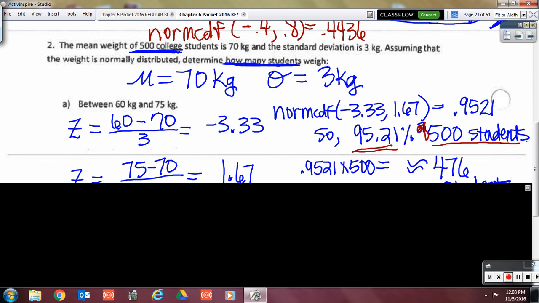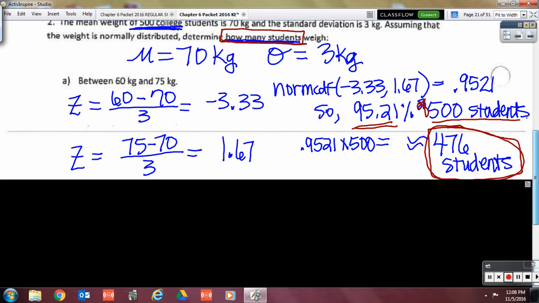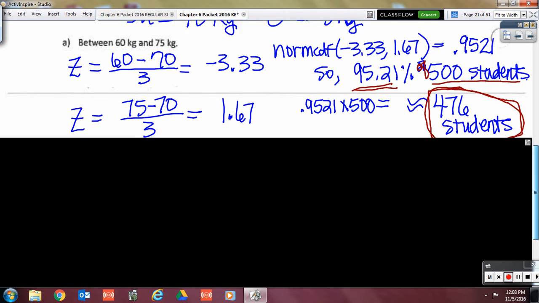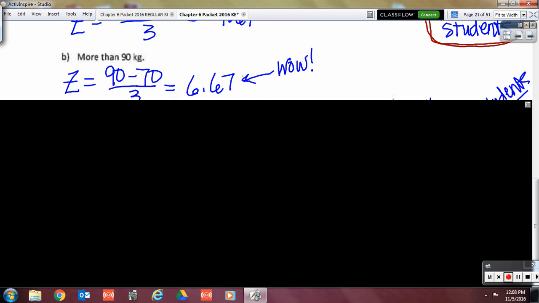So I multiplied that decimal by 500, and that came to about 476 students. So again, it did not ask for what percent of students, it asked for how many students. That's how you know to take it one step further. The key to leaving it in a percent is if it asks what's the probability, what's the percent of observations, or just percent, the proportion of observations. Probability, proportion of observations, percent: leave it as a percent. But if it asks for how many, turn it into students.